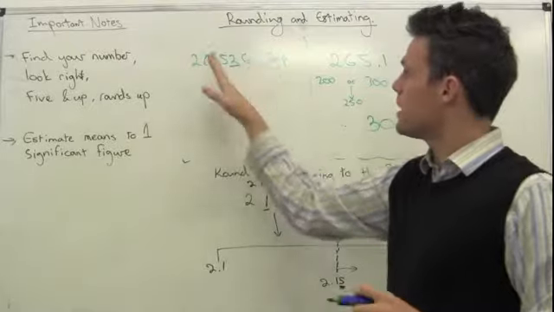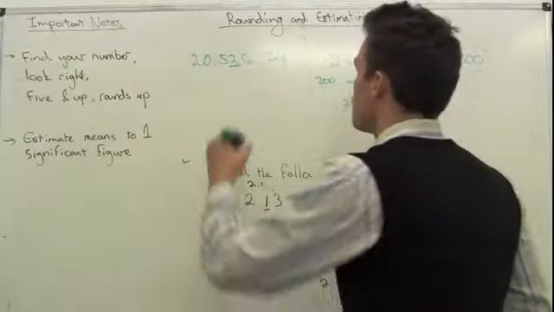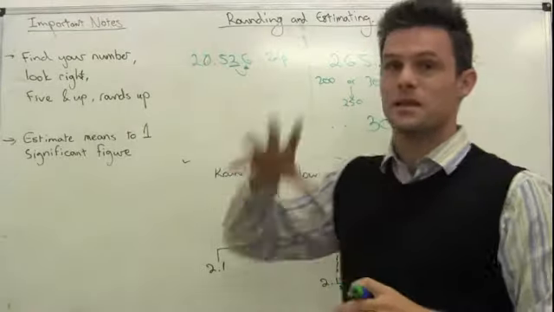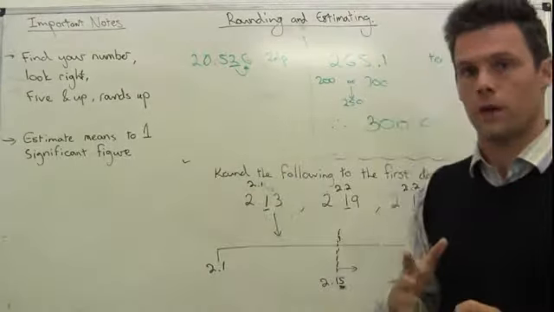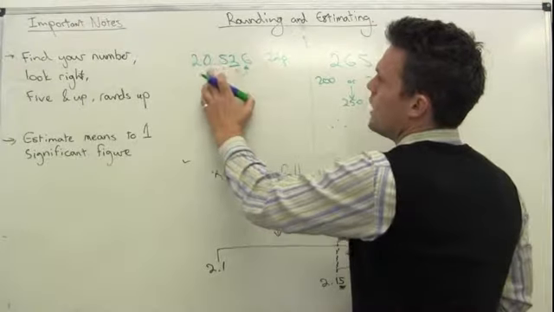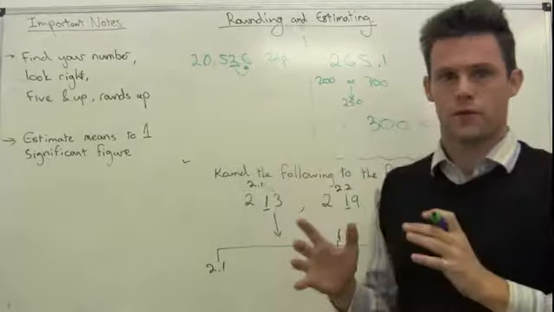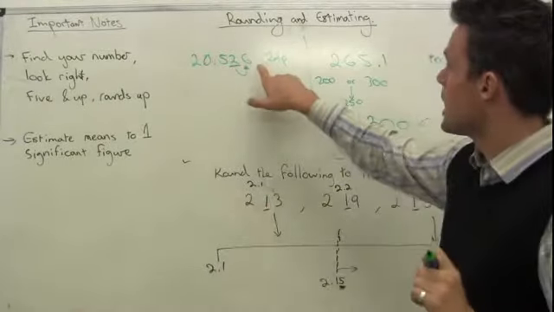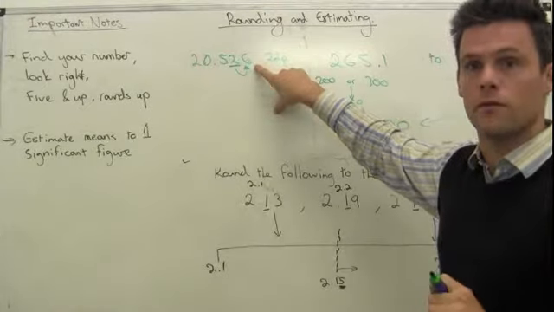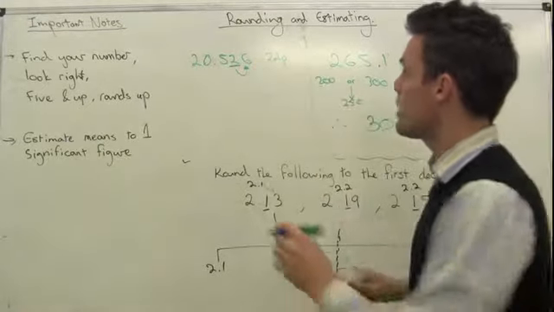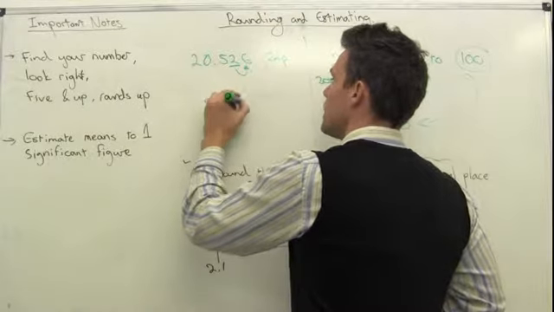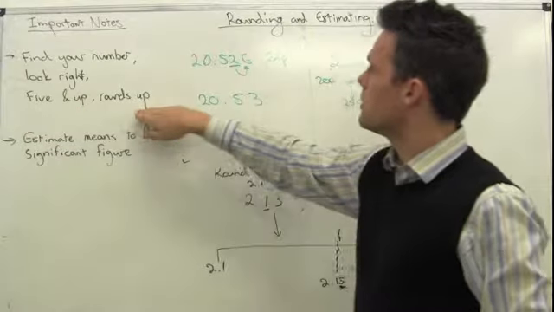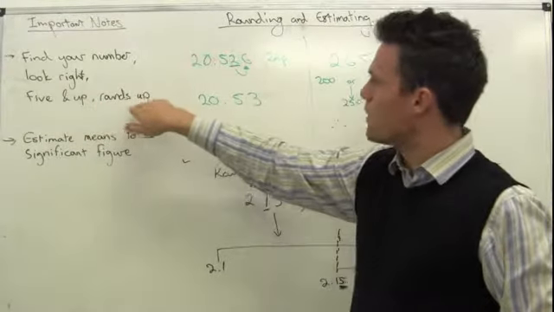Okay? I find where my number is. I look to the right, because what I'm now looking for is whether this number is bigger than halfway or less than halfway in between my either 20.52 or 20.53. Is it bigger or less than halfway, which will tell me which one it rounds to? Clearly here, it is bigger than 5, because 5 is halfway. So this means this is going to round up. 20.53 it becomes. And here we get the last line of this little memory aid: 5 and up, rounds up.